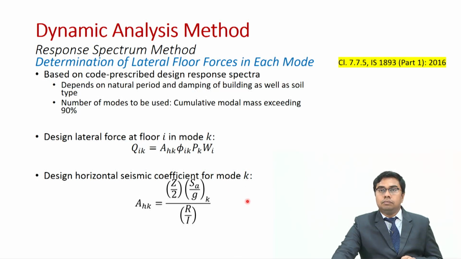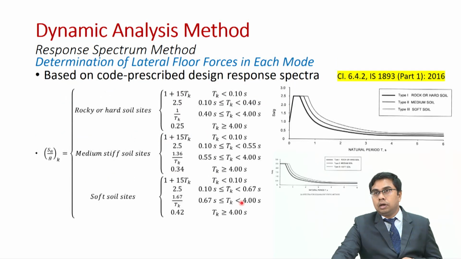Okay, so once we have the design lateral force at floor i in mode k known to us, now let us look at the design spectra or the design response spectrum which gives the value of Sa by g. So, as expected, it is a function of the natural period of the building. Natural period is on the x axis. On the y axis we have Sa upon g.